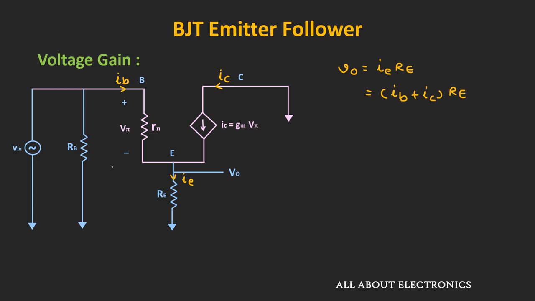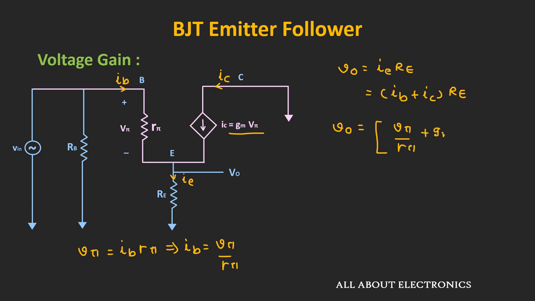Now here we know that the voltage V pi can be given as IB times R pi. That means base current IB is equal to V pi divided by R pi, and the collector current IC is equal to GM times V pi. That means the output voltage V out can be given as voltage V pi divided by R pi plus GM times V pi times RE. That means voltage V out is equal to V pi times 1 divided by R pi plus GM times RE.